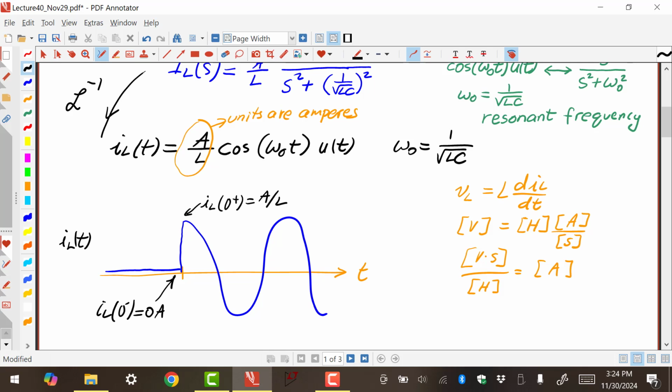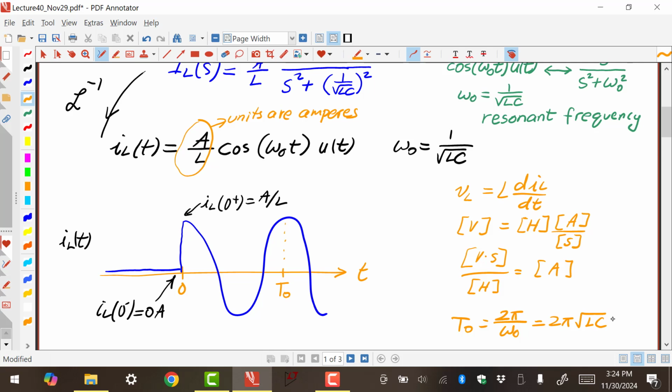And of course, one period of this oscillation, which goes from here to here, let's call it T0. T0 is 2 pi over omega 0. So it's actually 2 pi root LC, because omega 0 is 1 over root LC. So that's the period, and this will oscillate forever. It's a harmonic oscillator. So the current just keeps oscillating this way.